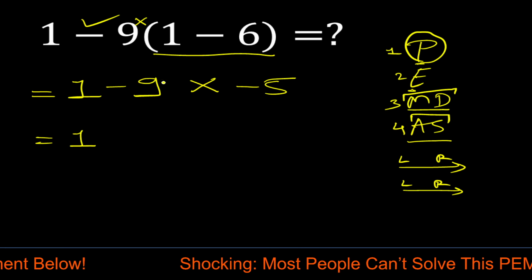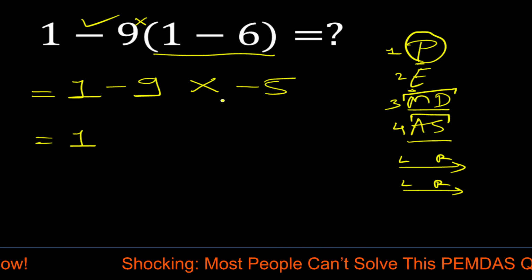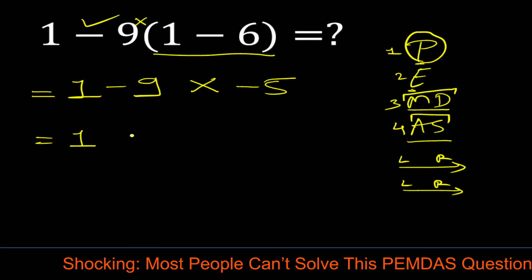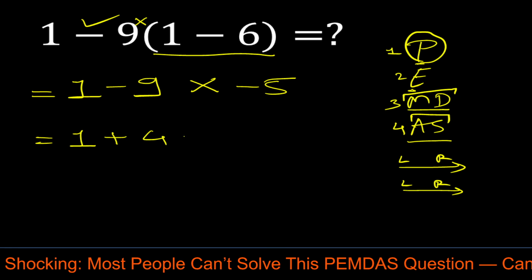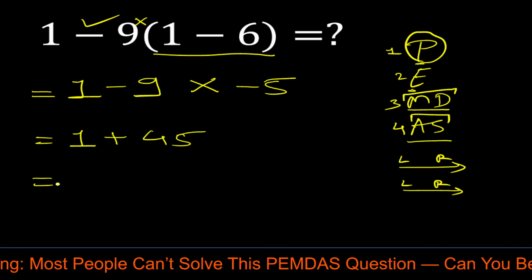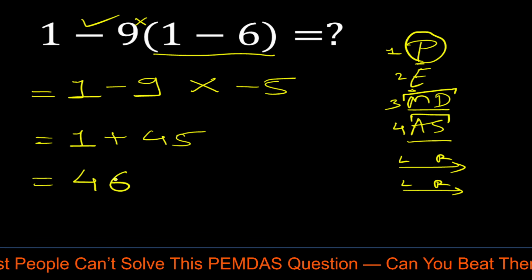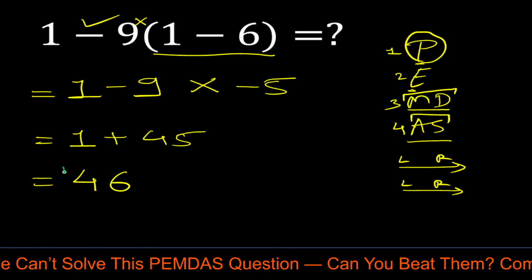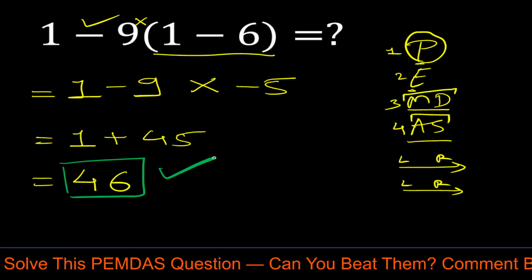So now 1 minus 9 times minus 5. Minus 9 times minus 5 is equal to plus 45, right? So 1 plus 45 is equal to 46. So the correct answer is 46, right?